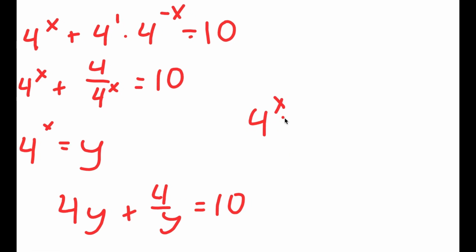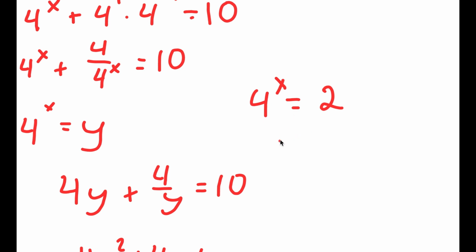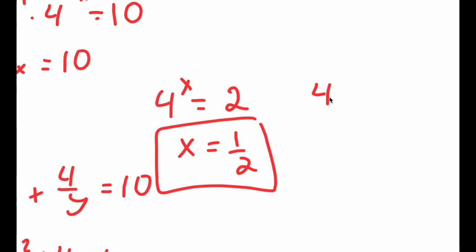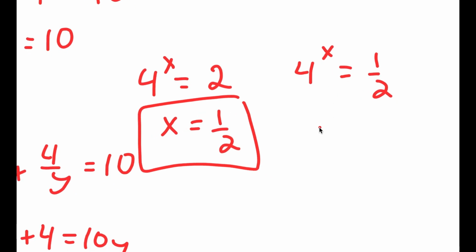So I first have 4 to the power of x is equal to 2, and if 4 to the power of x equals 2, then this means that x is equal to 1/2. Now I have 4 to the power of x is equal to 1/2, and this means that x is equal to negative 1/2.